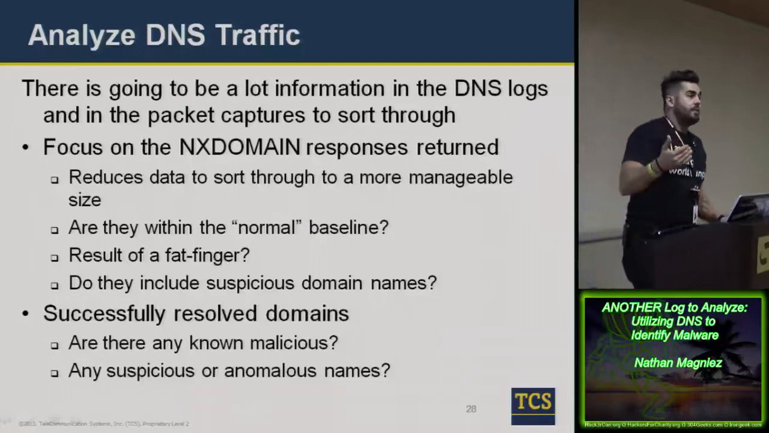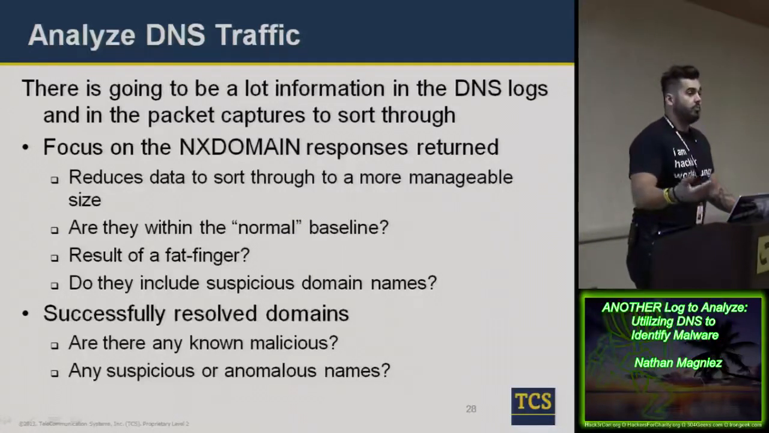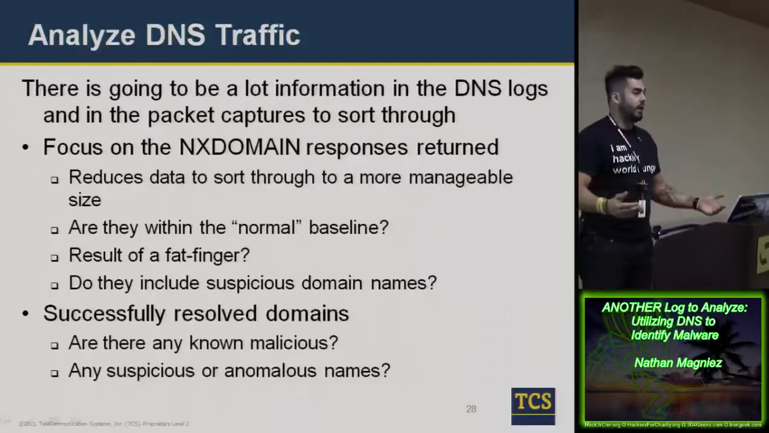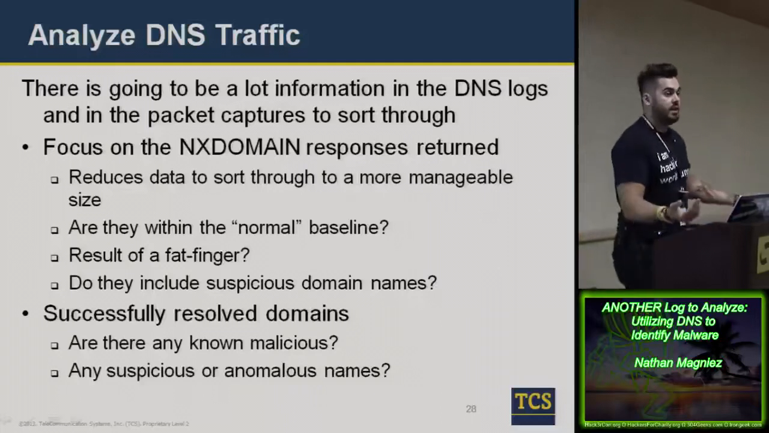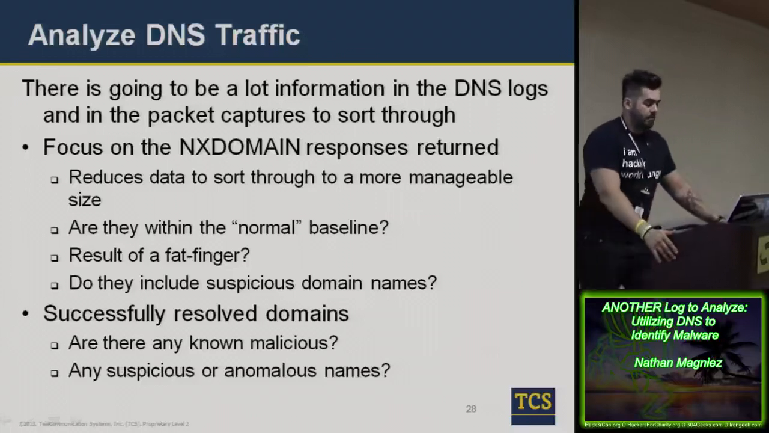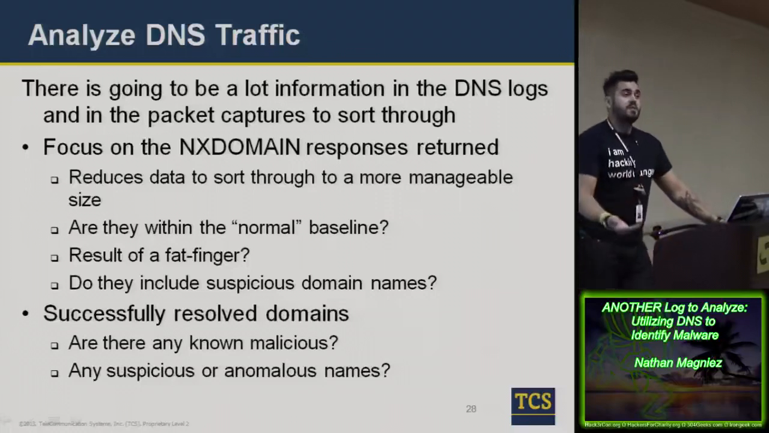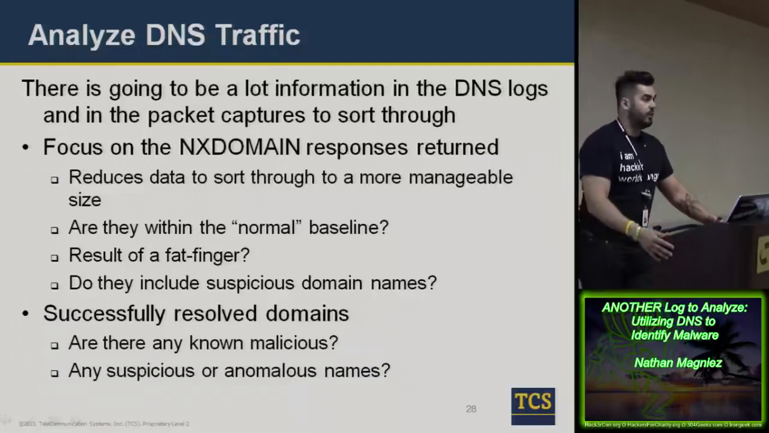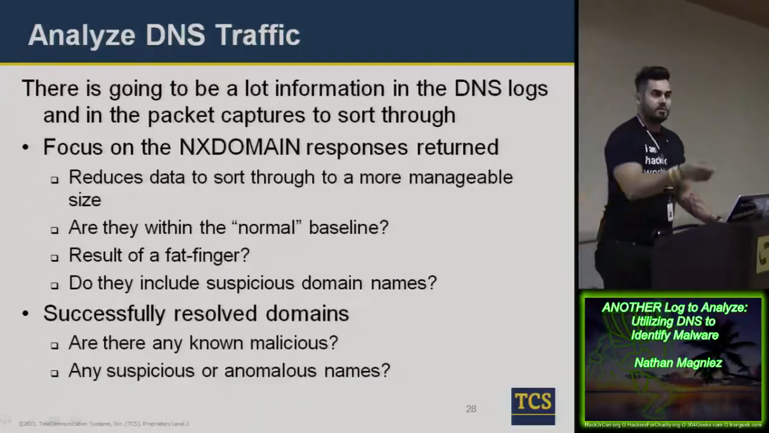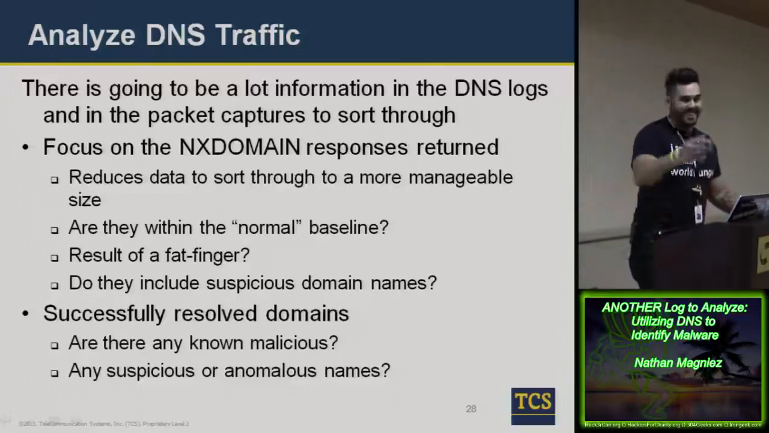Are those NX domain responses that you're seeing in your packet captures within your normal baseline? This is where the baseline comes into effect again. Is it normal? Okay, there were 11 today. It's usually around 10. Okay, well, let's look at those 11. Is it within my threshold of suspicious activity? Of those NX domain responses, does it look like a fat finger, like Google with three O's instead of two? Or is it something kind of funky looking, like a whole bunch of consonants and numbers, .ru? Funny code, right?